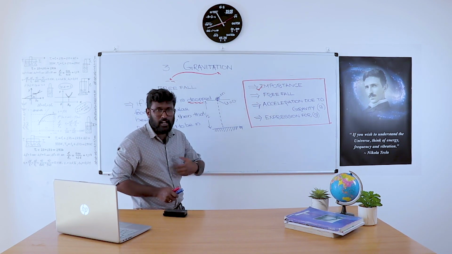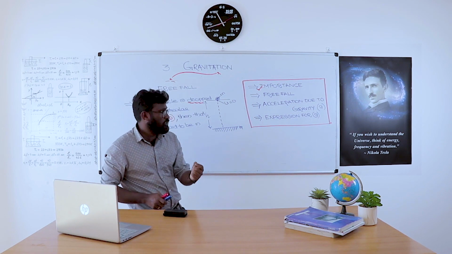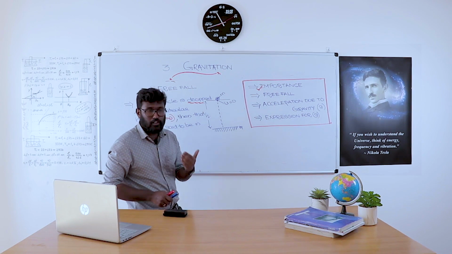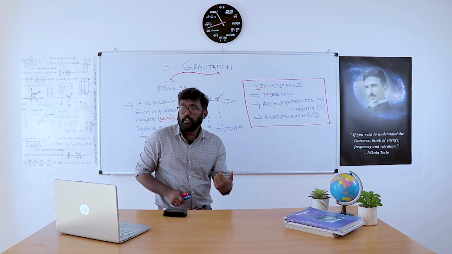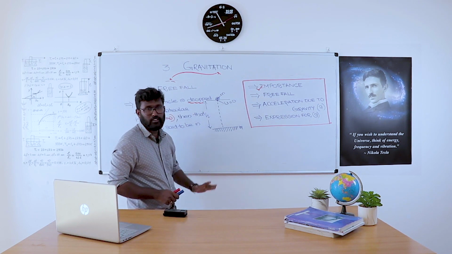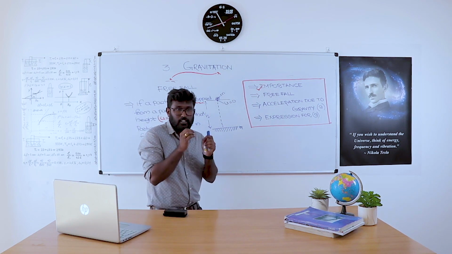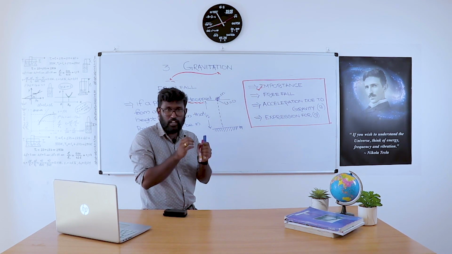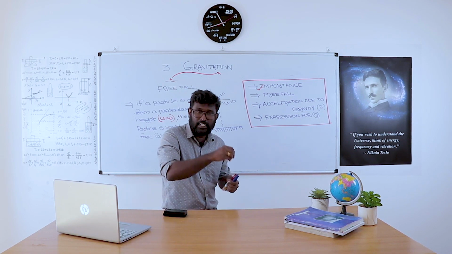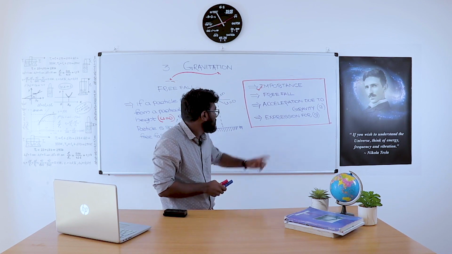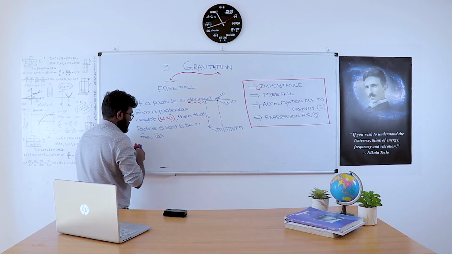So if a particle is dropped from a particular height and the initial velocity of the particle is 0, then the particle is said to be in free fall. In the case of free fall, there is an acceleration acting on the body, and that acceleration is called acceleration due to gravity. So what is free fall? If a particle is moving with an initial velocity 0 and it moves under the influence of gravity alone, then it is in free fall. Another definition we can write.